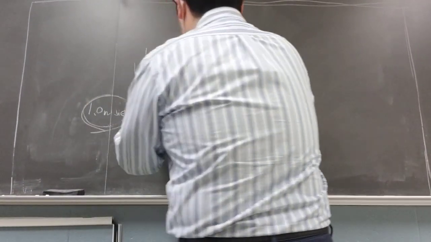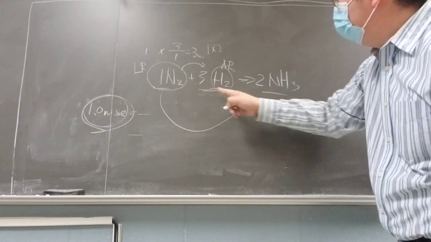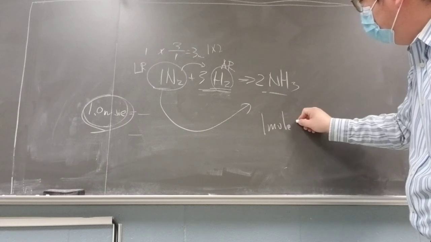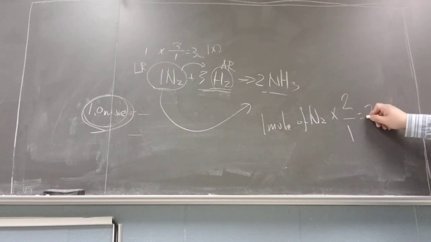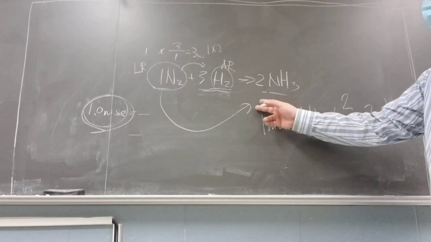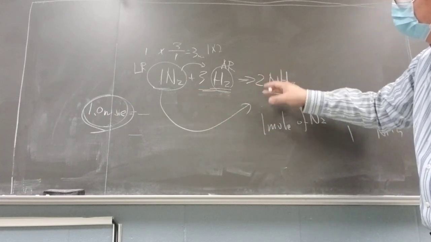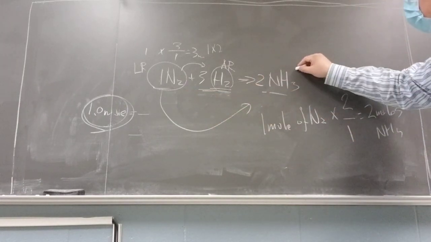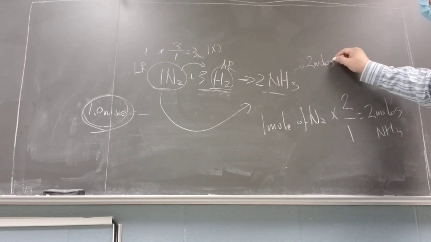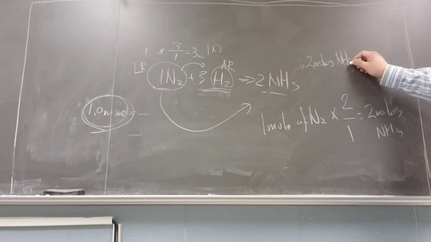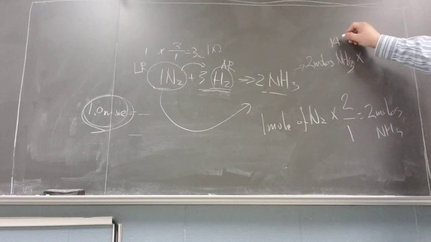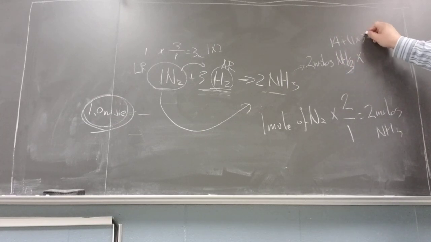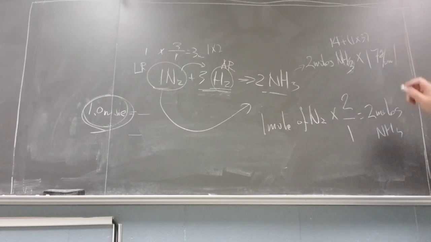Now you're comparing nitrogen to ammonia, right? So 1 mole of nitrogen gas will produce 2 moles of ammonia, because it's a mole ratio of 1 to 2, so it's times 2 over 1. So 2 moles of ammonia will be produced, and then you multiply by its molecular weight, which is 14 plus 1 times 3, which is 17 grams per mole.